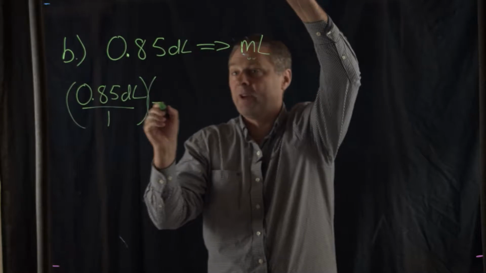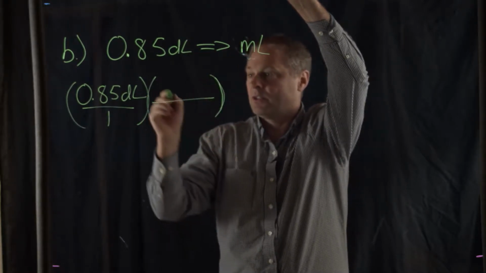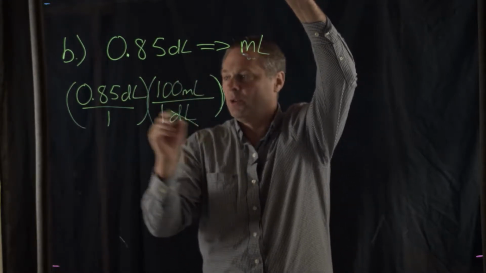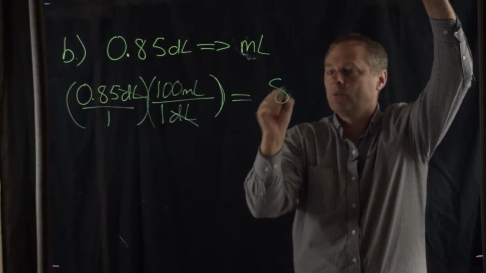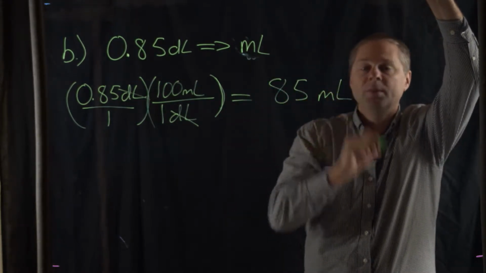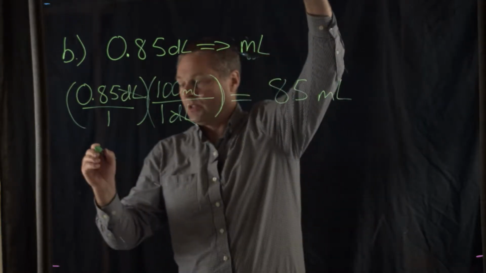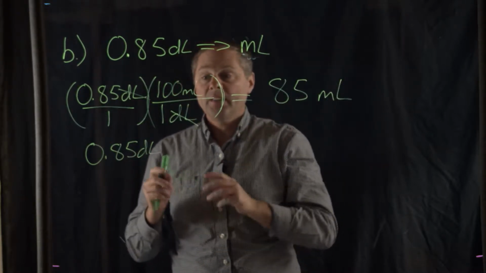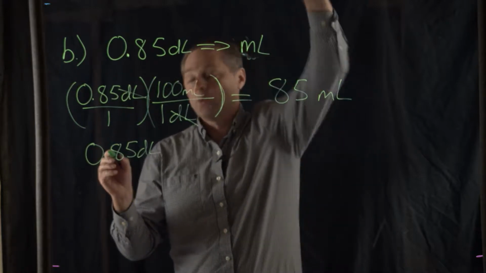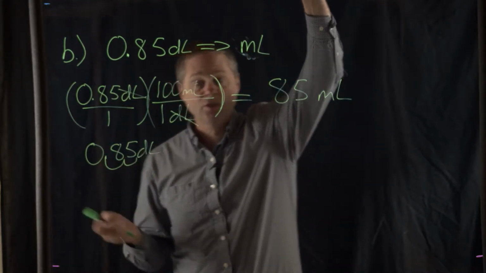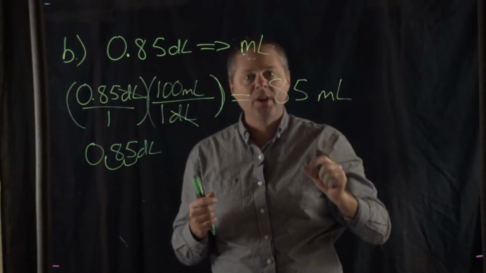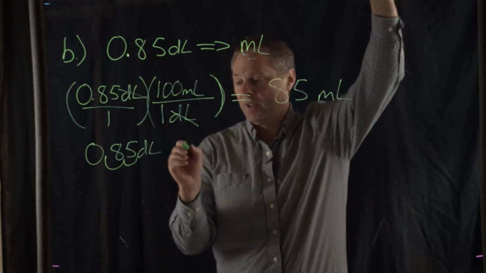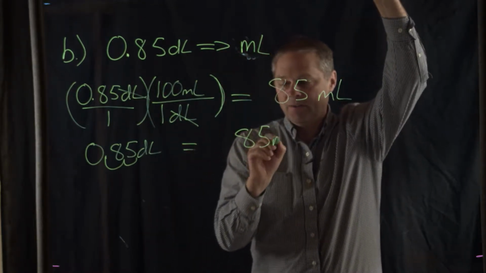And we're going to use our conversion factor of 100 milliliters is equal to 1 deciliter. So our units of deciliter cancel, and what this equals is 85 milliliters. The other way we can do this is we start with the 0.85 deciliter, and we realize that there are 100 milliliters in 1 deciliter, so we move our decimal point 2 places to the right, because the unit of milliliter is smaller than a deciliter, so I know I need to move my decimal point to the right such that I get a larger number. And this is going to equal 85 milliliters.